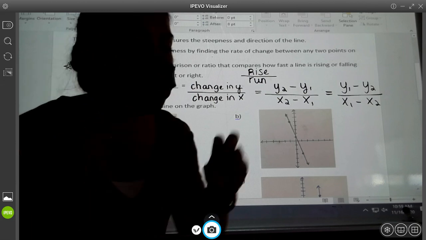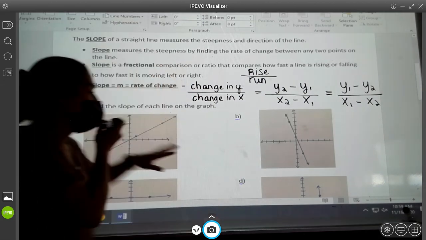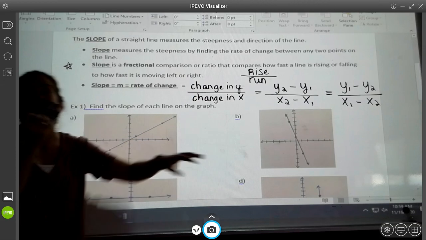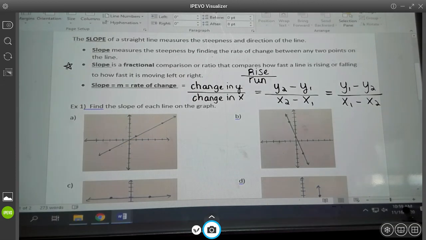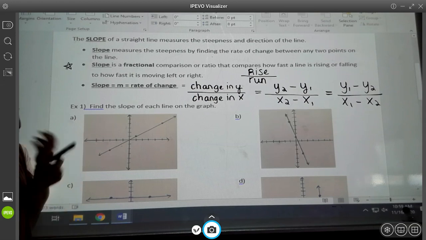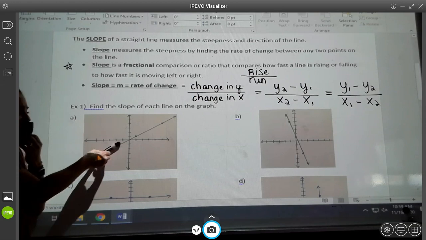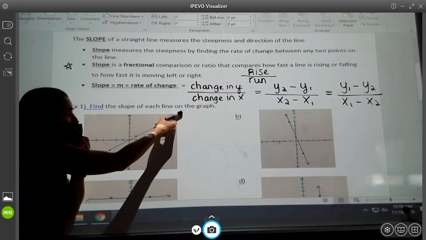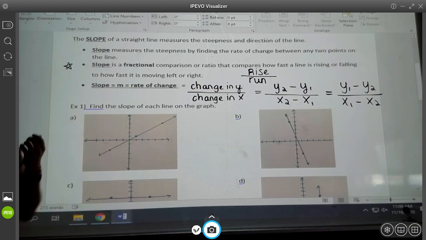All right, so here we go. On your homework tonight, you're going to find slope two different ways. First, you're going to find it by looking at a graph. Then you're going to find it by using two ordered pairs. So let's do this first, all right? They want us to find the slope of each line on the graph. So guys, they've given us a line. This one slants to the right. It's a rising line, so you should already know that the slope ends up positive because we've already learned that in Algebra 1. If you go to the right, your slope is positive.